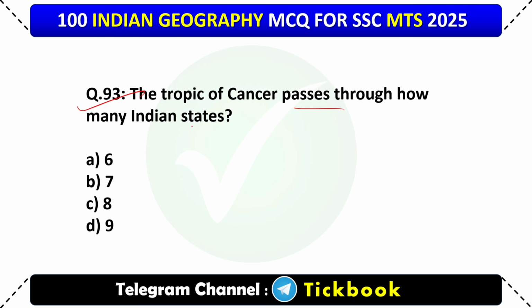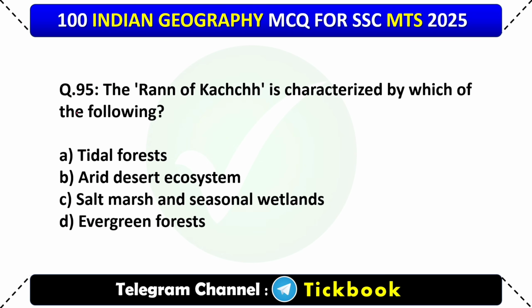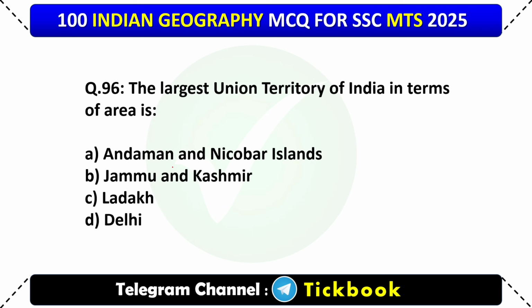93. The Tropic of Cancer passes through how many Indian states? Option number C, 8. 94. The highest mountain pass in India, providing a motorable route across the Himalayas, is generally considered to be? Option number C, Khardungla. 95. The Rann of Kutch is characterized by which of the following? Option number C, salt marsh and seasonal wetlands.